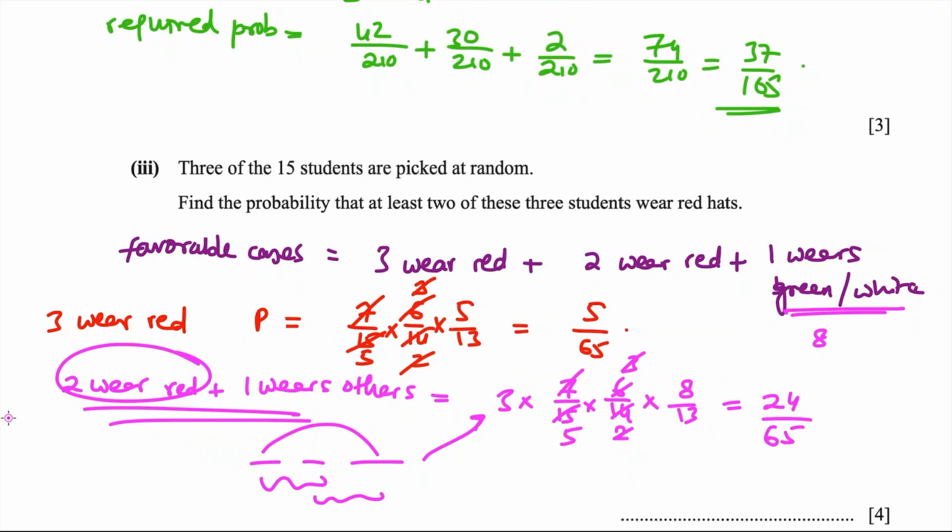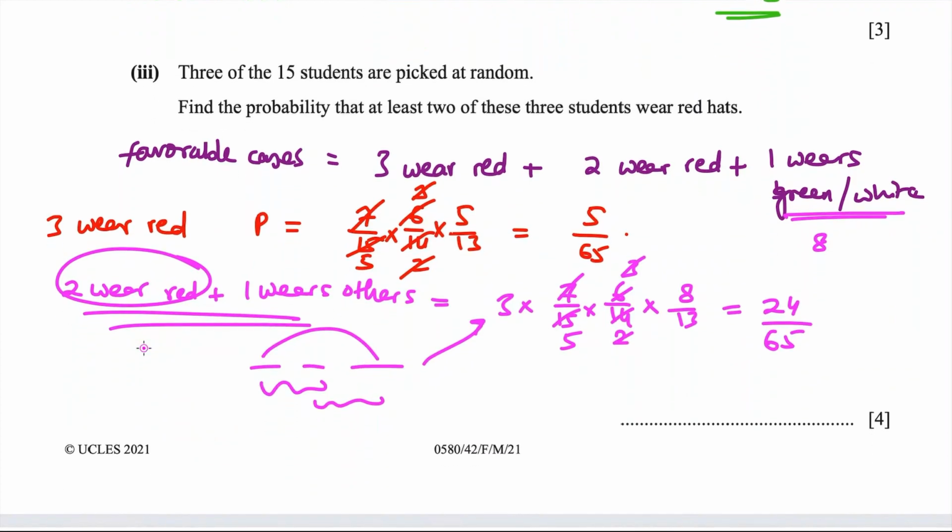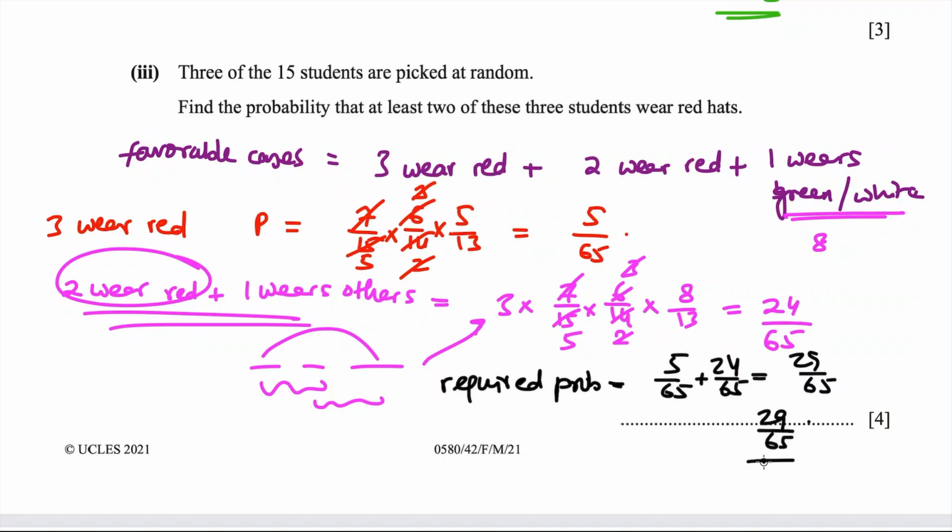So now what can I say? I have 2 cases here and I have found the probabilities. So the required probability would be equal to 5 by 65 plus 24 by 65, which is 29 by 65. So the correct answer is 29 by 65. That is the correct answer. Okay.